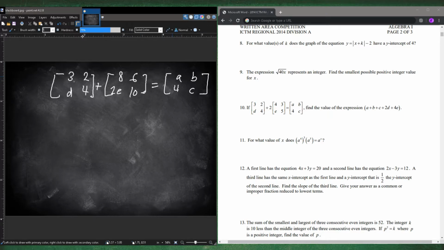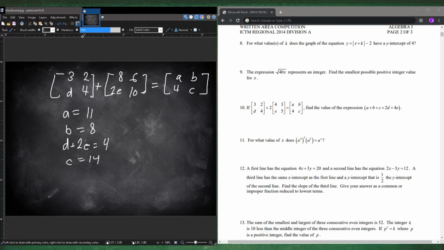So that means A is equal to 11 because 3 plus 8 is 11. B is equal to 8 because 2 plus 6 is 8. And D plus 2E has to equal 4. And 4 plus 10 is 14. And C is equal to 14.